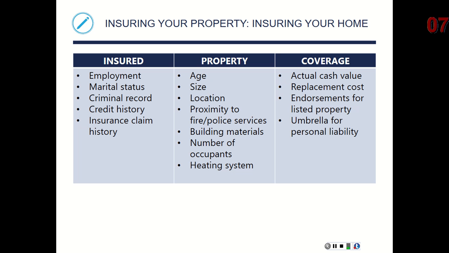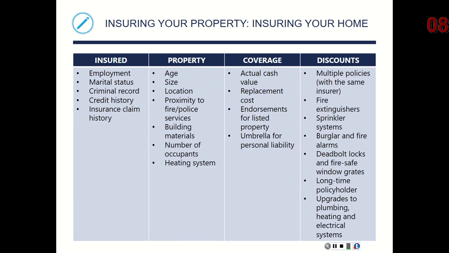How many people you have in your home? What type of heating system do you have? How old is that heating system? And then what type of coverage you're going to have. So as far as replacement or actual cash value, what you have tied on for all your listed property, all your stuff, and then whether or not you have an umbrella policy, which more than likely you're going to have for your own personal liability if something happens to somebody on your property, some form of accident. So to cover that individual liability.